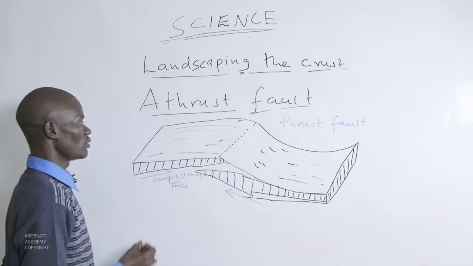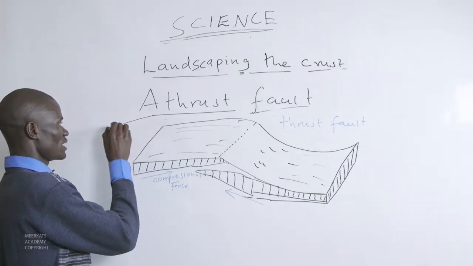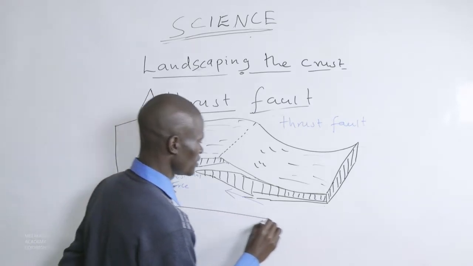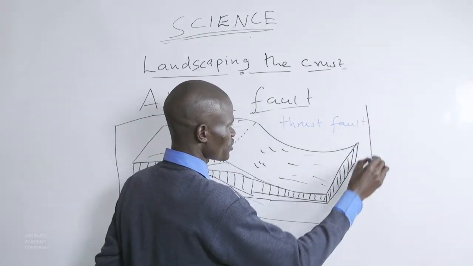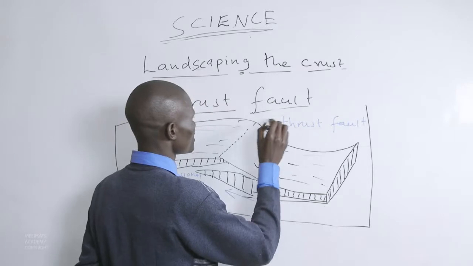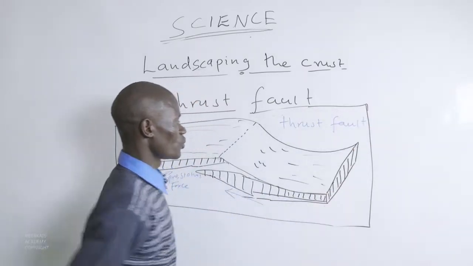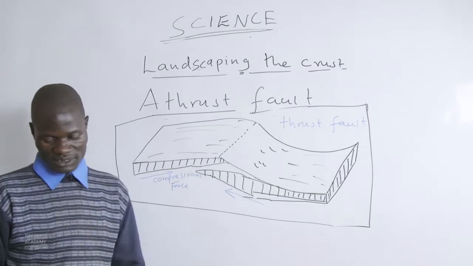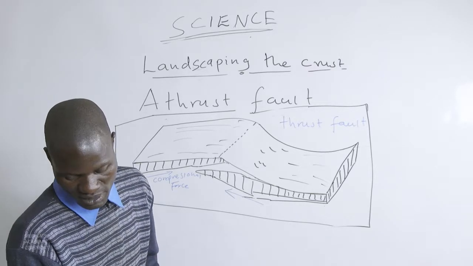You will find on some areas of the earth crust a formation of such a diagram or representation on the scape of the land. This is what we refer to as a thrust fault, and it has been formed.